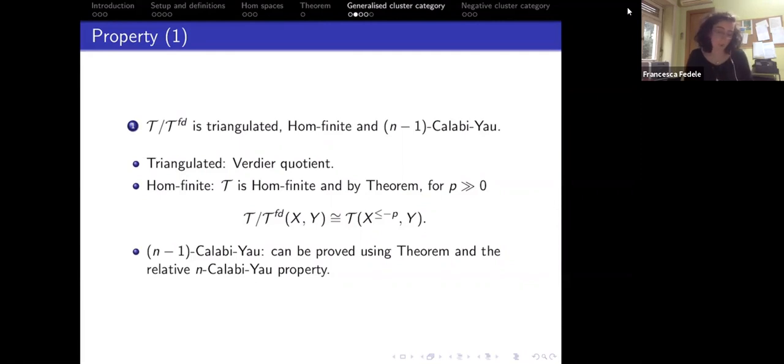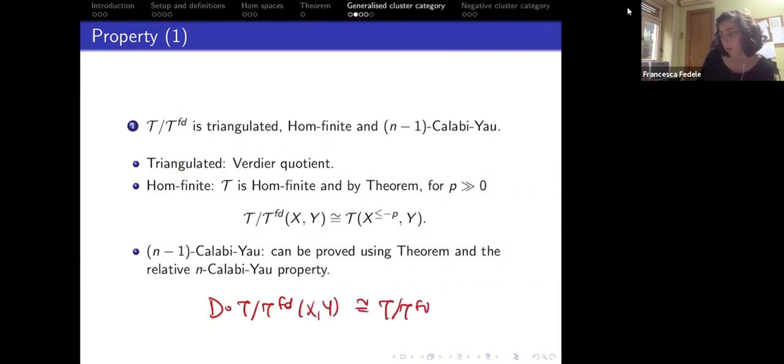And then for the n-1 Calabi-Yau property, I won't go too much into details of this, but it can be proved using the theorem and combining it with the relative n-Calabi-Yau property. So by doing that, you end up proving what you wanted, which is this D composed with T over TFT of X, Y is isomorphic to T over TFT of Y comma sigma to the n-1 of X.